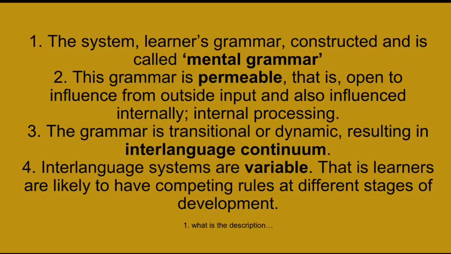Okay? Then number 4 is the fact that interlanguage systems are variable. That is, learners are likely to have competing rules at different stages of development. Okay, so if learner 1 has his interlanguage, it presupposes that learner 2's interlanguage is different from learner 1's, learner 2's interlanguage is different from learner 3's, and all of that. Okay, so it is variable, it is irregular, and it is differing.